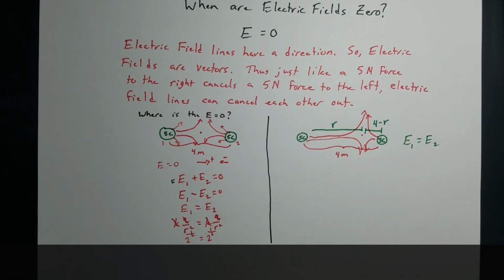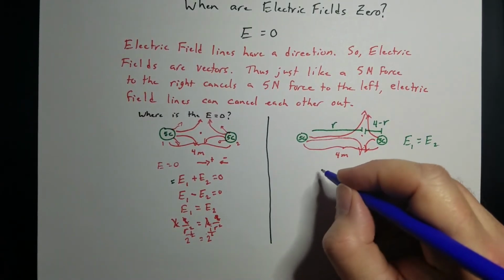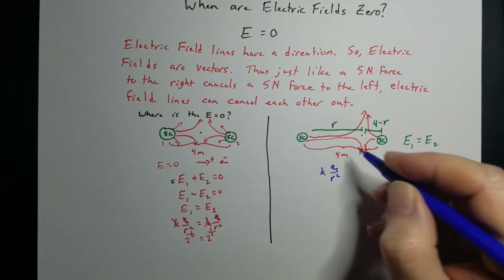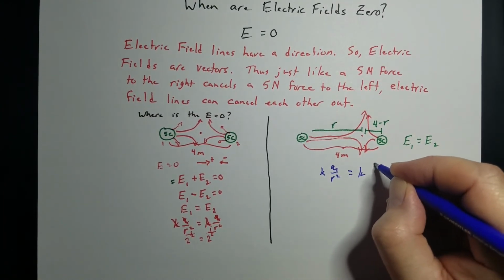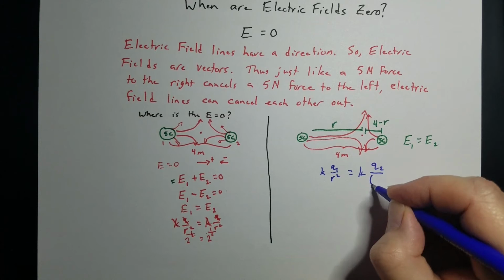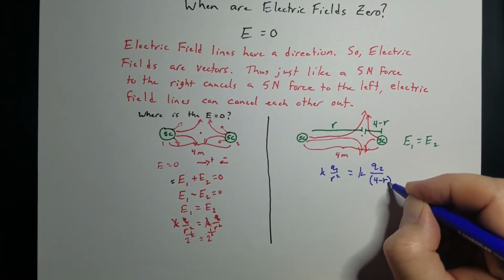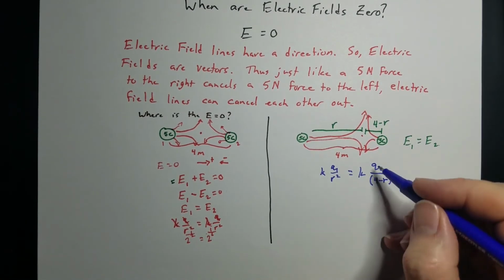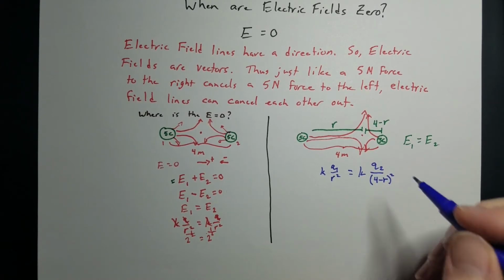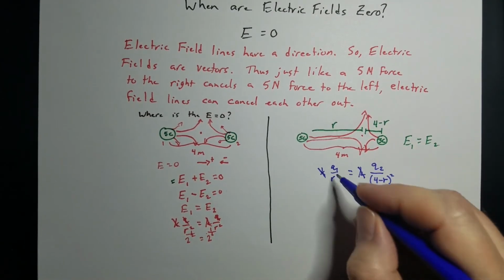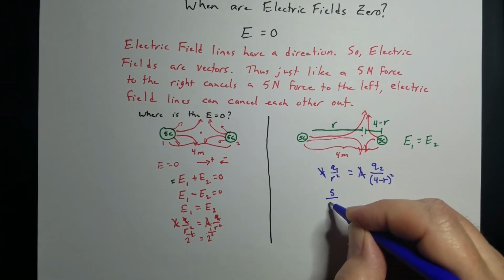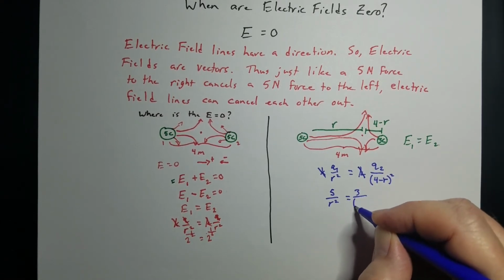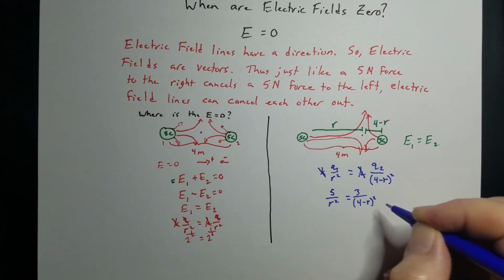So I want to go ahead and write it out in that form. So k Q1 over R squared, because we're going to use that R, equals k, the second charge, Q2, over 4 minus R squared, because we don't know what R is. Now, we do have one thing that can simplify this. There's a k on both sides, so they can cancel out. That Q is 5 over some R we don't know. This charge is 3 over this 4 minus R squared.